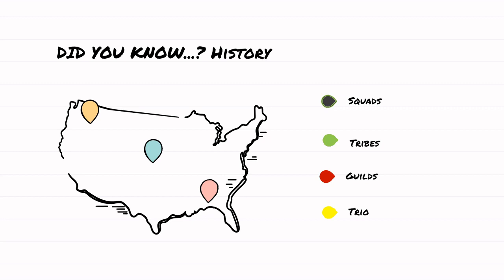Friends, apart from chapters, there are other components as well like squads, tribe, guild, trio, alliance, chief architect, but the scope of this video is only till chapters.